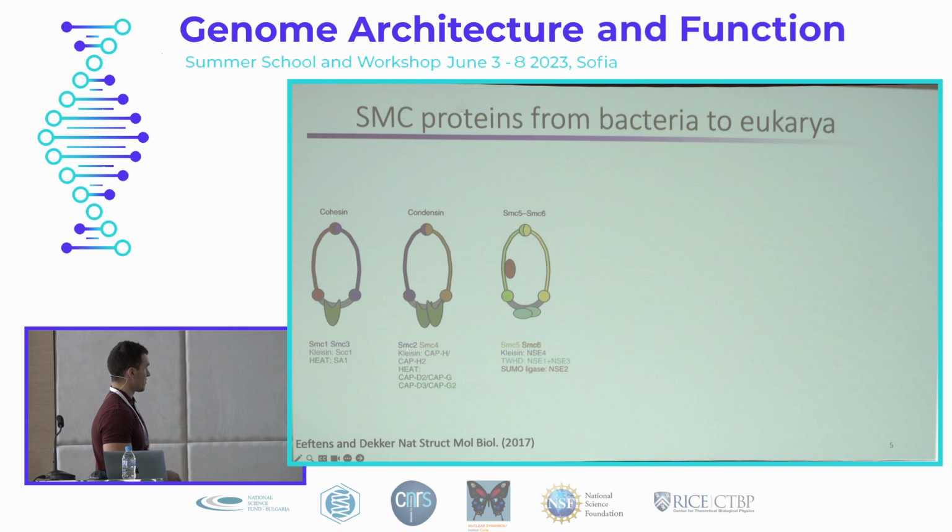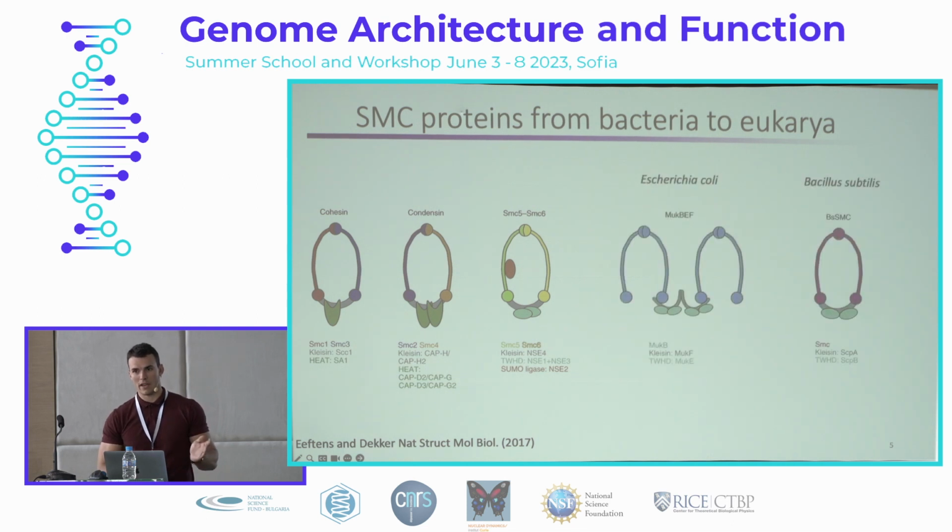So these were the SMC proteins that were mostly discussed during this week, which is cohesin, condensin, there's also condensin 1 and 2, or SMC56, which are eukaryotic SMC proteins, but SMC proteins actually come from bacteria. And E. coli and Bacillus have their own homologs of SMC proteins. And they're slightly different in a very tiny way, but with very important implications for their chromosome structure.